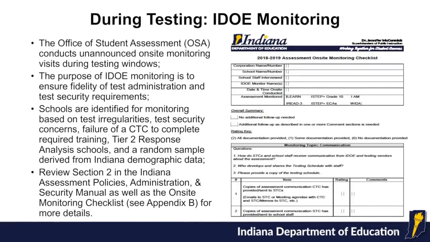The Office of Student Assessment conducts unannounced on-site monitoring visits during testing windows as well. The purpose of IDOE monitoring is to ensure fidelity of test administration and test security requirements. Schools are identified for monitoring based on test irregularities, test security concerns, failure of a CTC to complete required training by designated deadlines, Tier 2 response analysis schools, and a random sample derived from Indiana demographic data. Please be sure to review Section 2 of the Indiana Assessment Policies, Administration, and Security Manual, as well as the on-site monitoring checklist for more details.